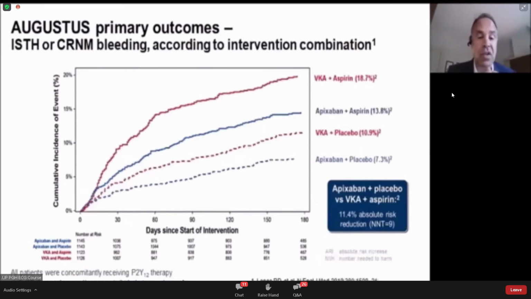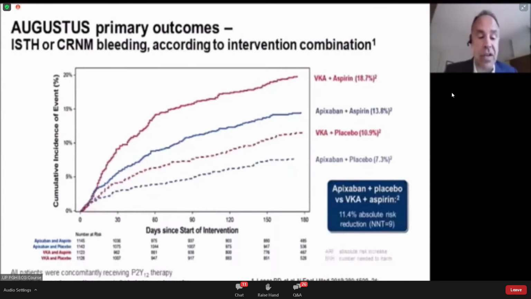Well, I had the pleasure of helping to design and carry out the AUGUSTUS trial, where we looked at these types of situations. So patients with atrial fibrillation who had an indication for lifelong oral anticoagulation for stroke and systemic embolism prevention, who were either presenting with an acute coronary syndrome and were managed medically, or who underwent percutaneous coronary intervention, stenting, like the patient case scenario that we've provided, or patients who had stable coronary disease and underwent elective percutaneous coronary intervention.